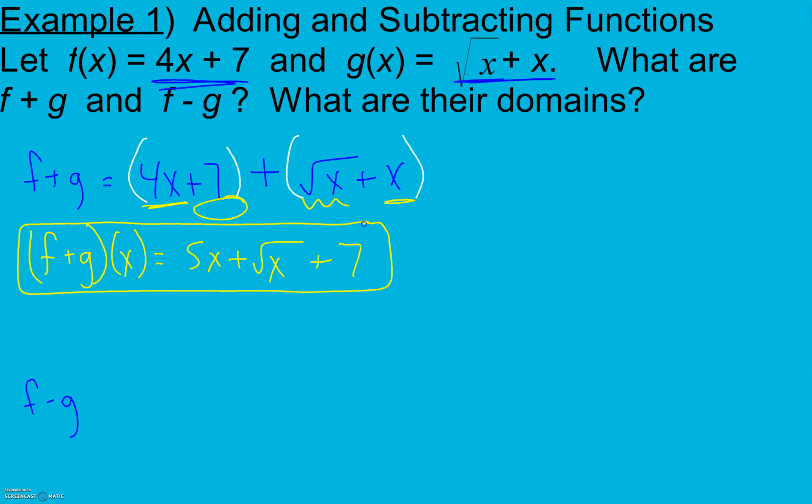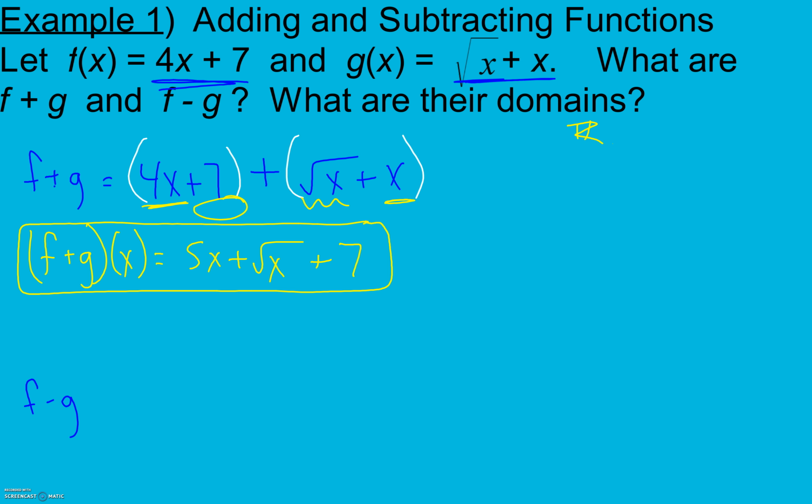Now, as far as my domain goes, our domain is always going to start with all real numbers. And then we just exclude anything we can't have. We look for square roots of negative numbers. We look for division by 0. We look for absolute values that equal negative numbers. Those are the types of things that give us exclusions to our domain. Otherwise, it's all real numbers.